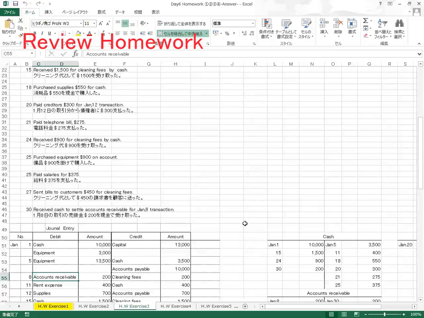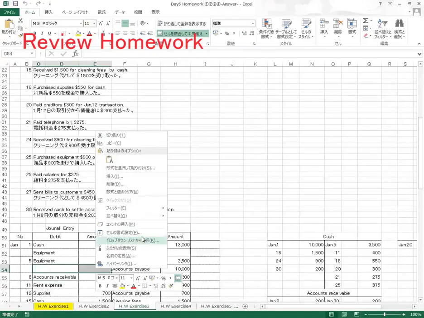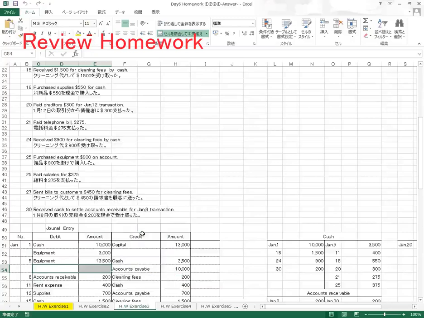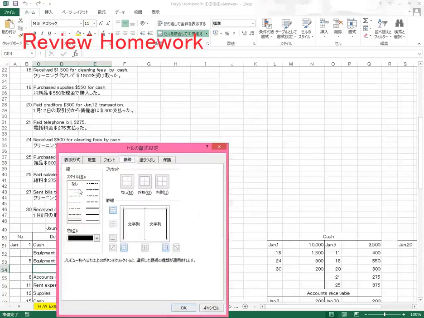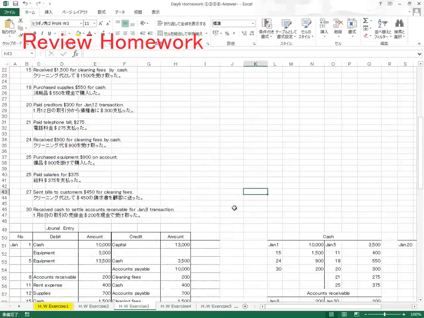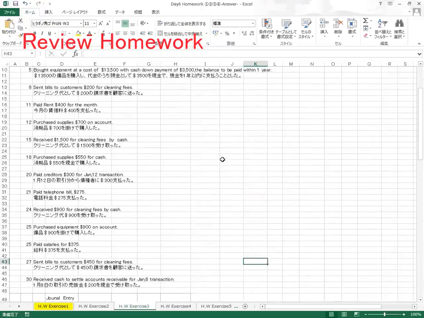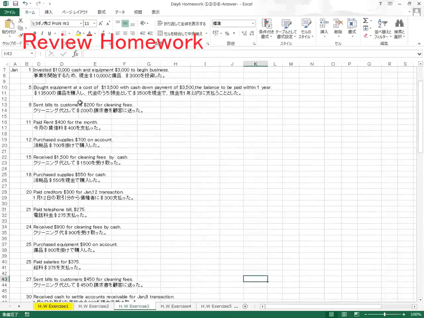So you see, you send the bills to customers, $200. But on that day, customers do not pay you $200. So there is no cash, just accounts receivable, because you sent bills. So the customers owe you $200 as cleaning fees. So that is an account receivable.